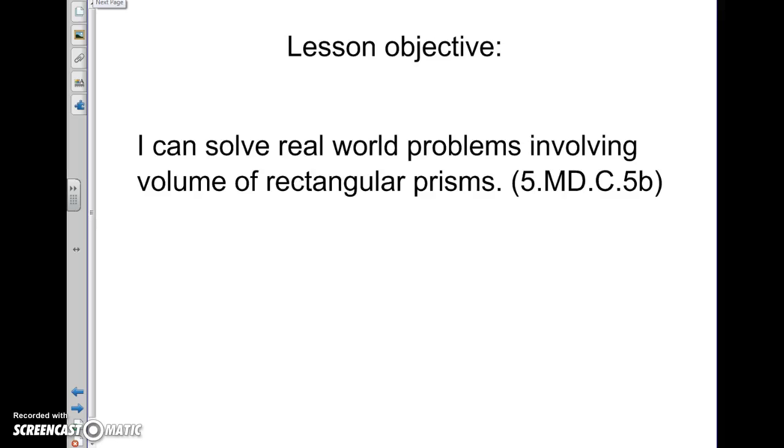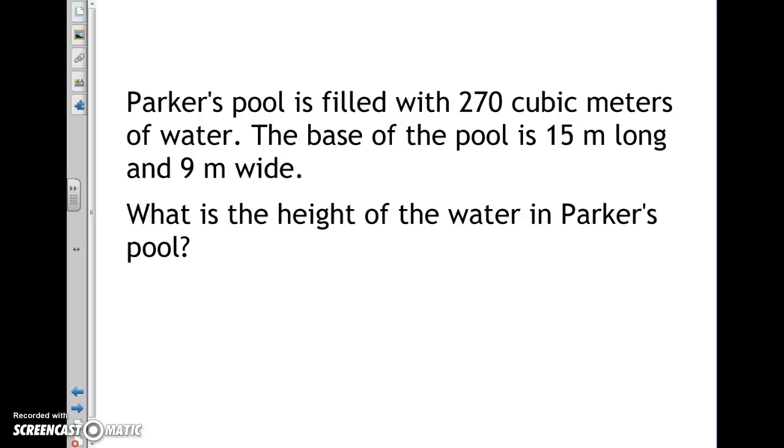Our lesson objective today: I can solve real-world problems involving volume of rectangular prisms. 5th grade standard, measurements and data, C5b. Parker's pool is filled with 270 cubic meters of water. The base of the pool is 15 meters long and 9 meters wide. What is the height of the water in Parker's pool?